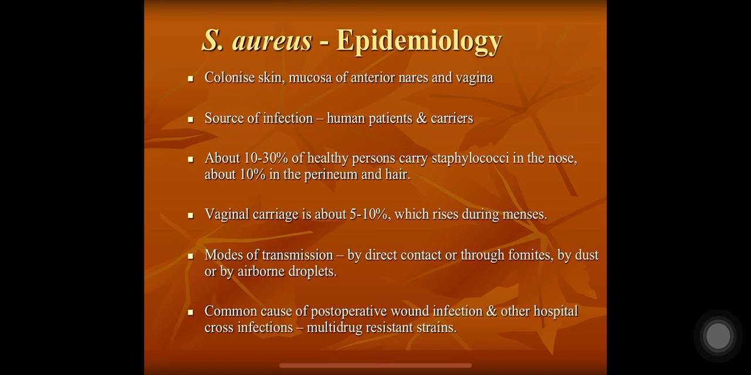Staph aureus is a skin commensal found in various human populations, in carriers, in the nasopharynx, in the perineum, and people can shed Staph aureus from their secretions, from the nasal secretions, and it can be acquired by direct contact or through fomites, by dust or by airborne droplets. Staph aureus is a common cause of post-operative wound infections and other hospital cross infections, and various multi-drug resistant strains of Staph aureus are prevalent in the hospital setup, which gives rise to multi-drug resistant staphylococcal infections which are difficult to treat.